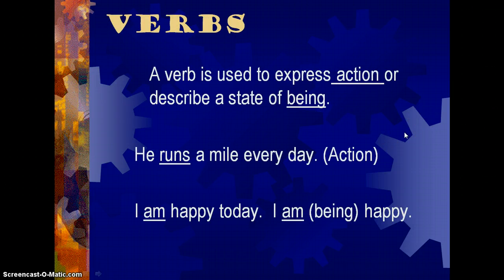A verb is used to express action or describe a state of being. These types of verbs are very different, and I know most of you are familiar with verbs as being an action. For example, he runs a mile every day. That would be showing an action. But showing a state of being is a little bit different. I am would be the verb there. I am, it's like I'm saying I am being happy. So I am happy, that would be the verb am. We're going to look at both of these types of verbs in this video.